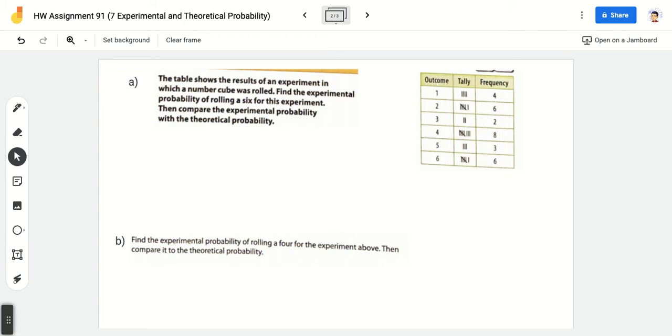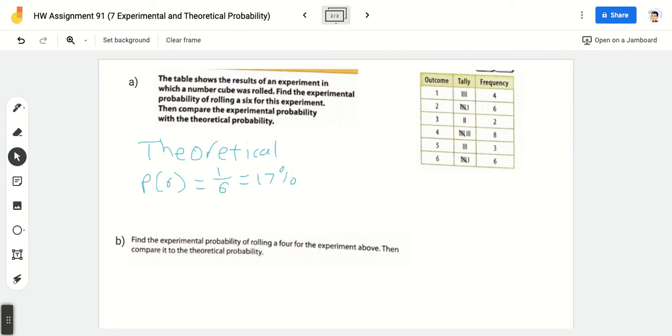All right, so we take a look at what's going on. Let's first deal with the experimental. Let's deal with the theoretical. Theoretically, the probability of rolling a 6 is going to be 1/6, or I believe that's 17%. 1 divided by 6. Yeah, it's about 17%.